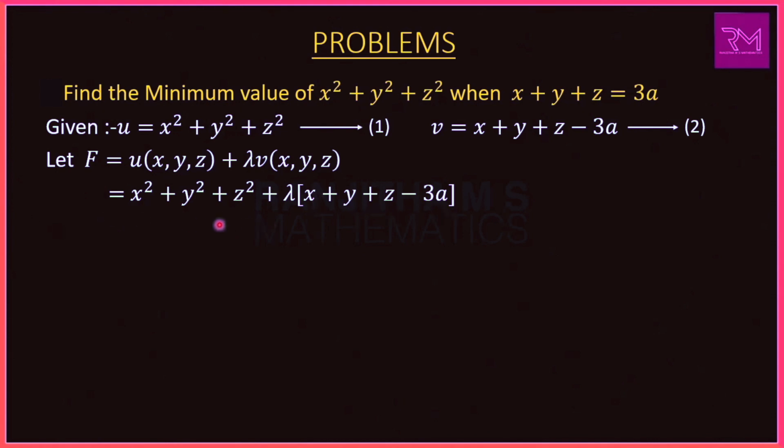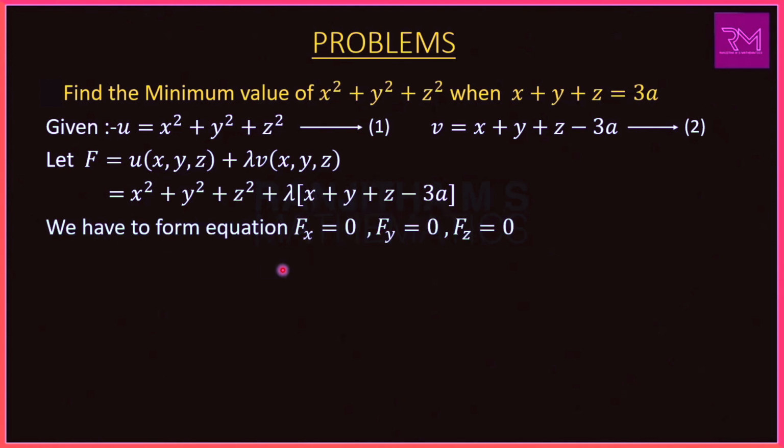After forming the auxiliary function, we have to find fx is equal to 0, fy is equal to 0, fz is equal to 0. Here fx is nothing but the partial derivative of f with respect to x. Here fy is the partial derivative of f with respect to y. Fz is the partial derivative of f with respect to z. First find fx and equate to 0.